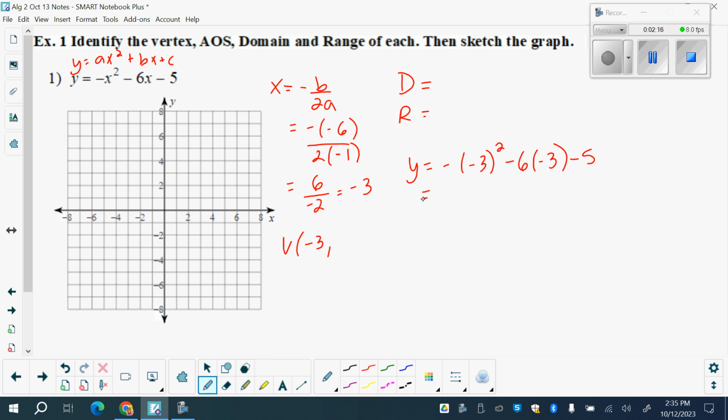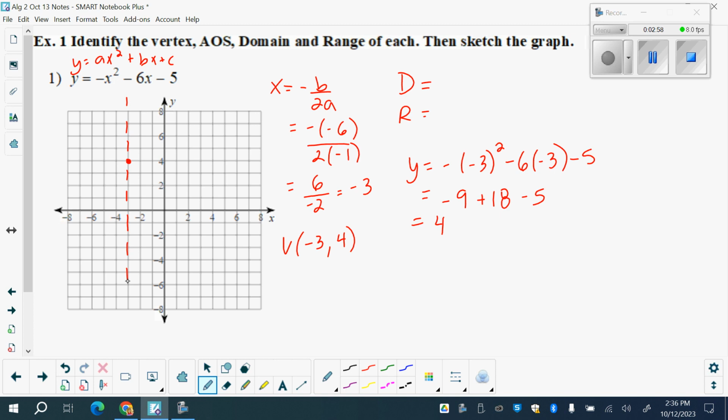So the exponent, that's going to give us a +9. So this would be -9. -6 times -3 would be +18 minus 5. And what does that give us? 4. So our vertex is -3, 4. So let's go ahead and graph that point. -3, 4. And remember, your axis of symmetry, when it's a y equals like that, is going to be a vertical line that goes through that vertex.